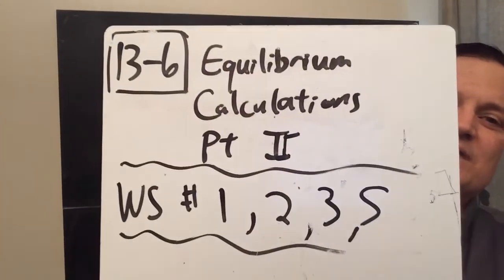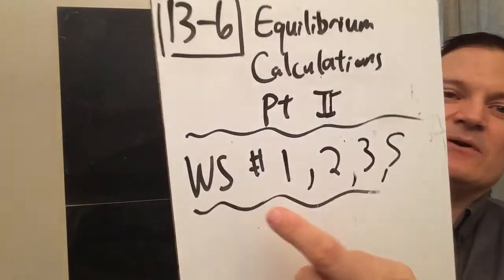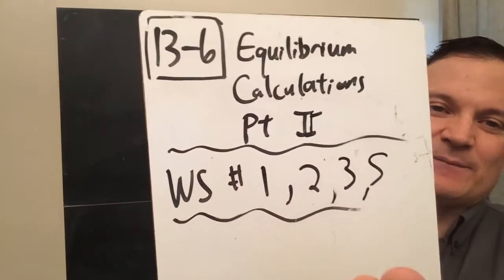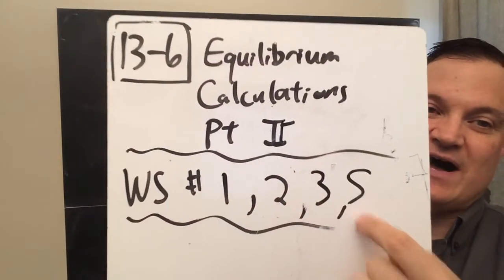13.6 equilibrium calculations part 2. Now, on the worksheet this time, I want you to do number 1. So it's a different number 1, if you'll see on this worksheet. Number 1, number 2, number 3, and number 5.